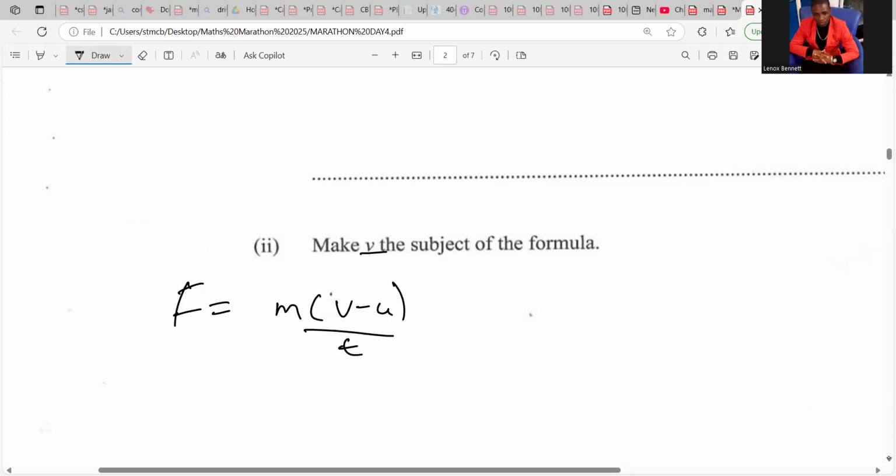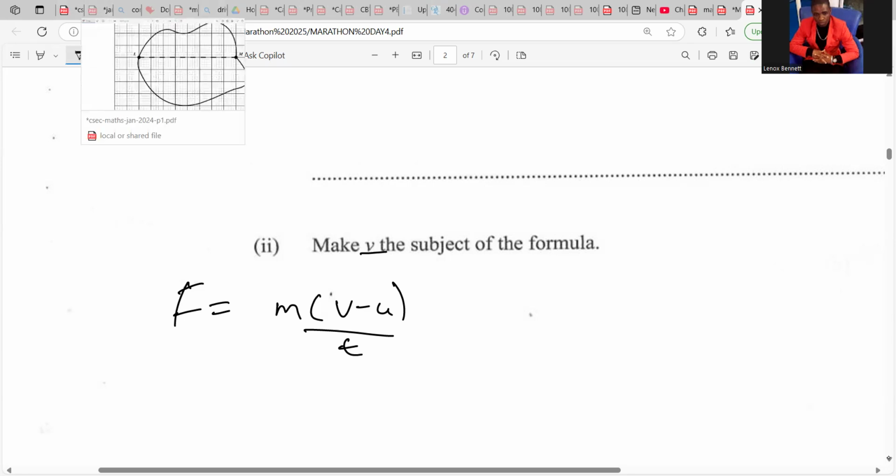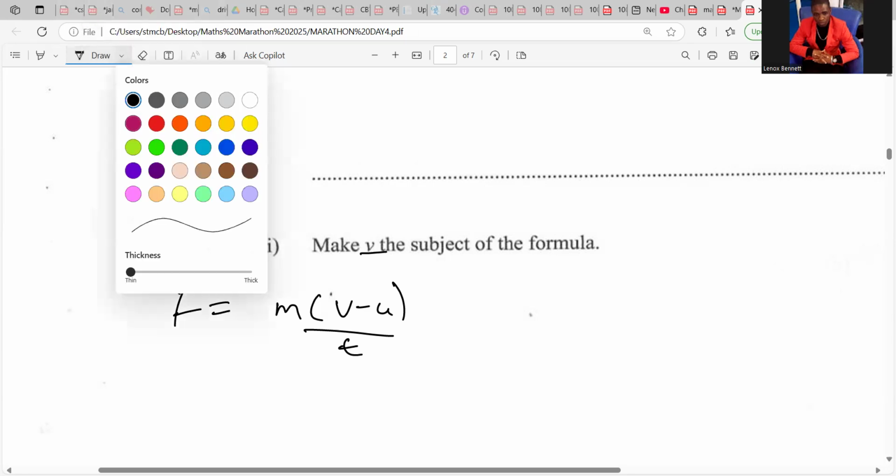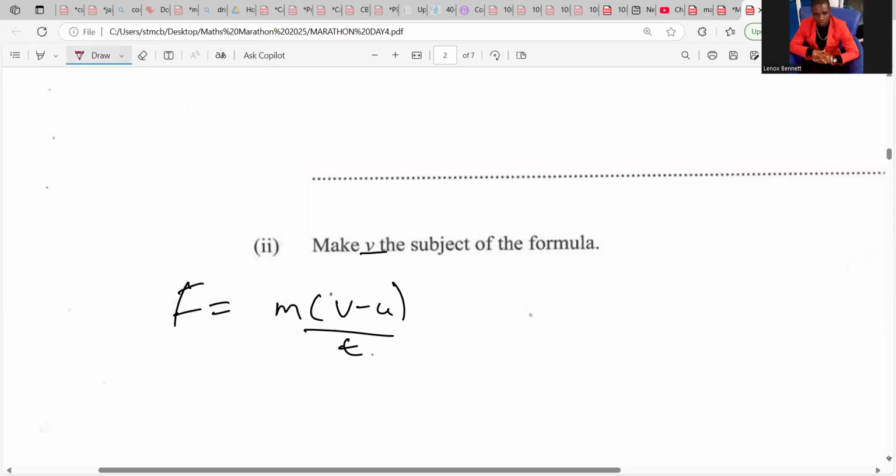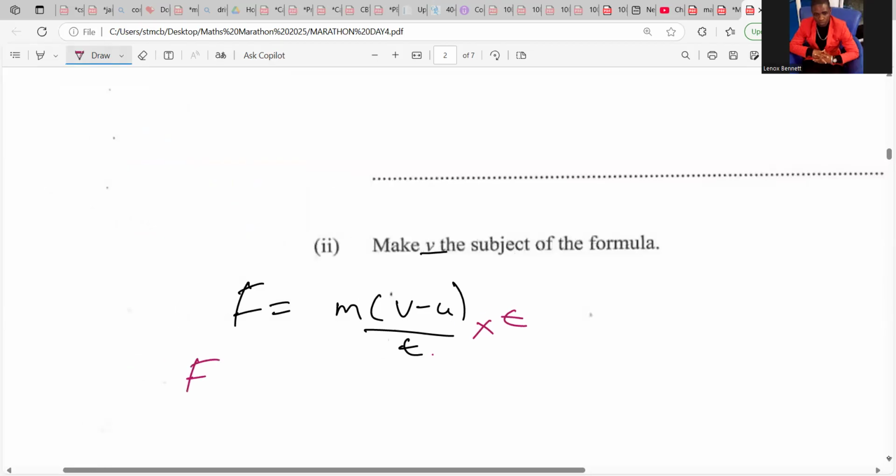All right, so we want to make V the subject. So this can be a little bit tricky. So look at it, guys. First thing, we have to deal with the bracket first, right? Well, in this case, we should do it first because we can times by T first. So this will become FT. So that's an option, right? However, we have to ensure our next move is to expand the bracket.